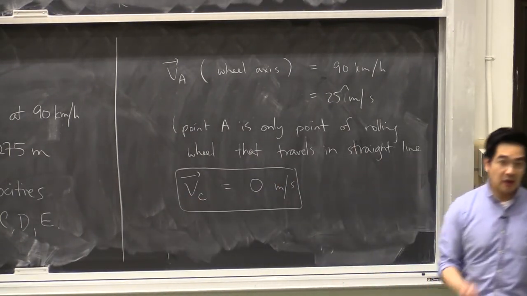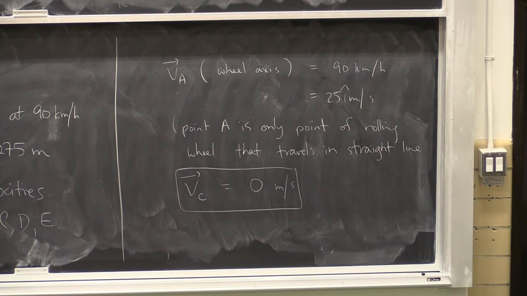Okay? Now having, yes, question? If all the points remain equal distance to each other on the outer part, wouldn't your speed be the same? That's what we're going to get at right now. Okay? And I'll show you that they're not the same.